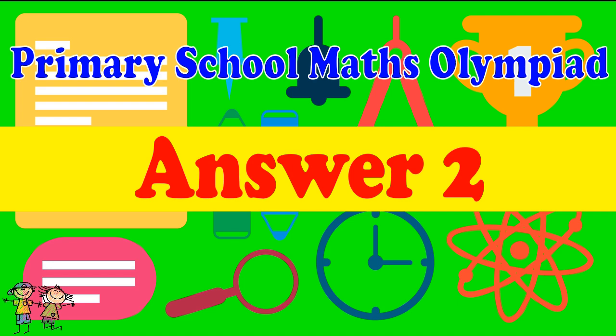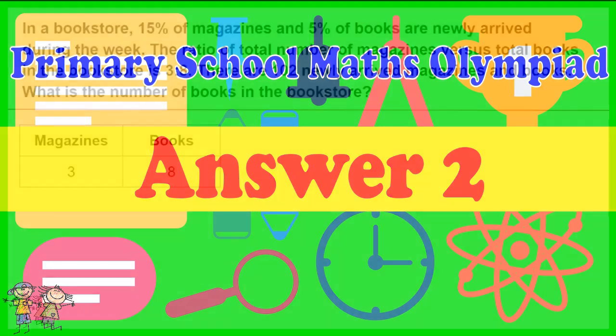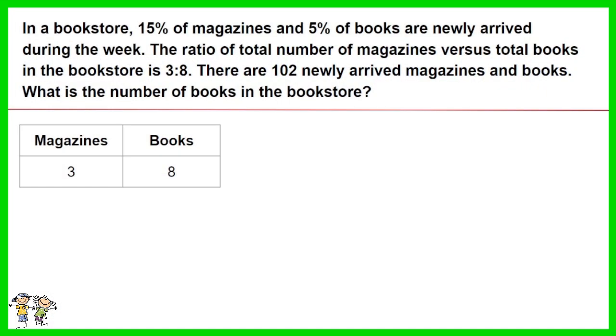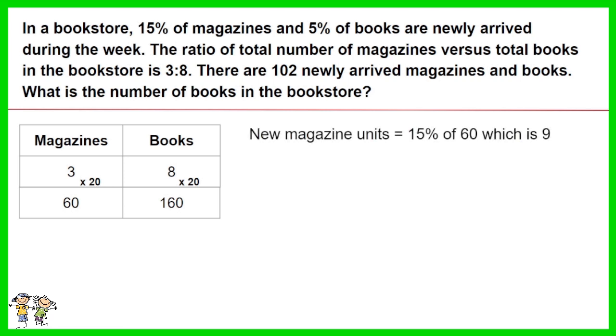Answer for question 2. The ratio of magazine to book is 3:8. Let's multiply both the values by 20 in order to have a number in tenth for easier calculation. The ratio is now 60 to 160. 15% of magazines are the newly arrived ones. As such, 15% of 60 is equal to 9. 5% of books are the newly arrived ones. As such, 5% of 160 is equal to 8.